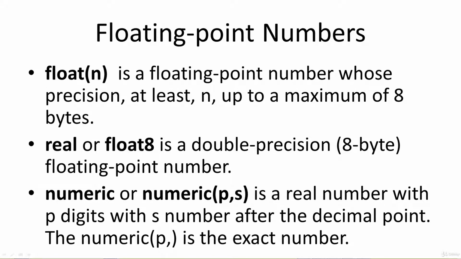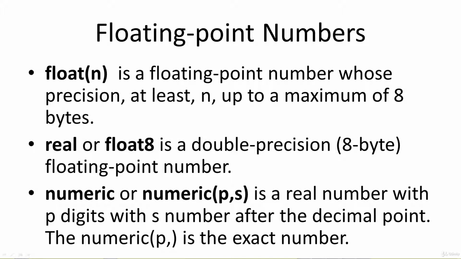Okay, so for the floating point numbers, we also have three types. We have a float(n), and that declares a floating point number whose precision is at least n up to a maximum size of 8 bytes. So that's the actual storage size, 8 bytes in memory of the database.